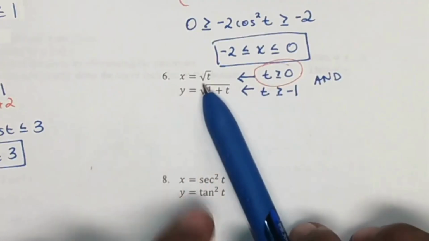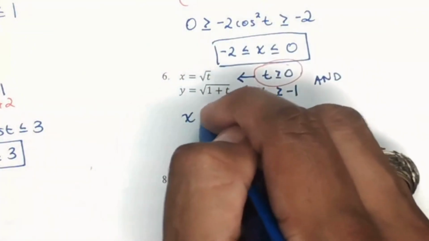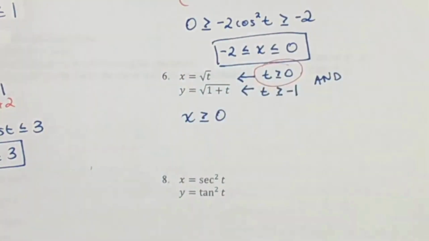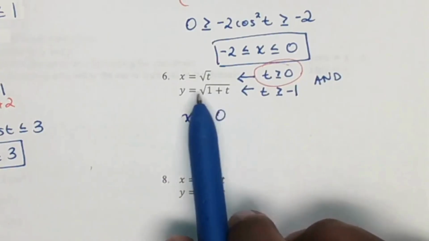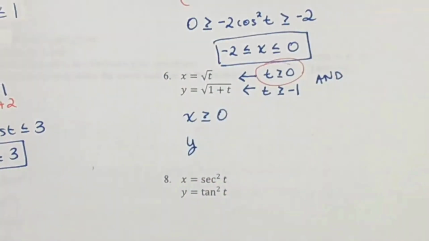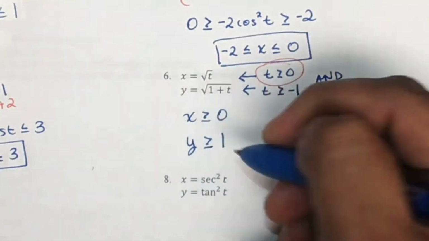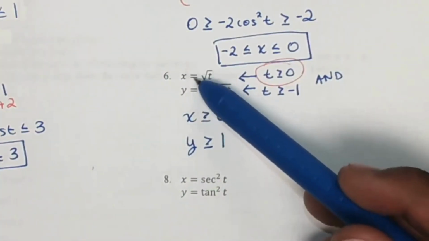Well, if you plug in t values that are greater than or equal to 0 into that, x ends up also being greater than or equal to 0. Well, what happens if you plug in 0 into this t value? Well, y is going to be 1. And what happens if you plug in any higher values of t? Well, it's just going to be something bigger than 1. So these are my restrictions on x and y.